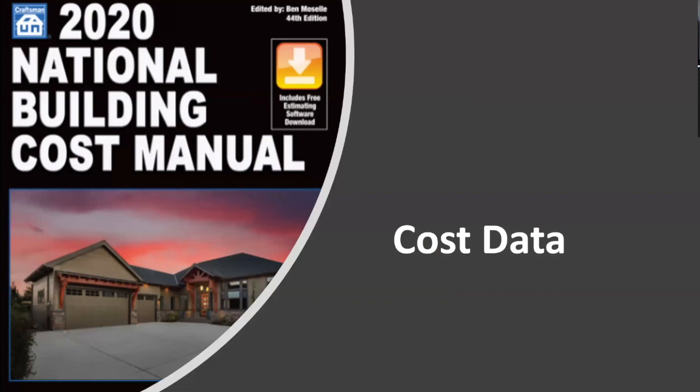Okay, so now we've talked quickly about depreciation. The second part is cost. Here's a screenshot of the 2020 National Building Cost Manual. And we have a license agreement with Ben Moselle at this company to use his cost data in our software. So I'll be using this as a reference.